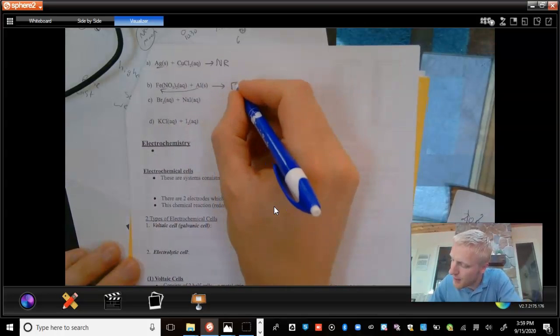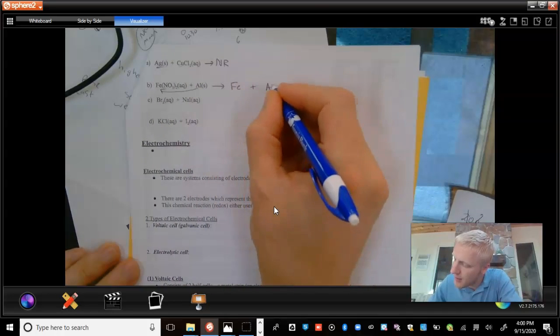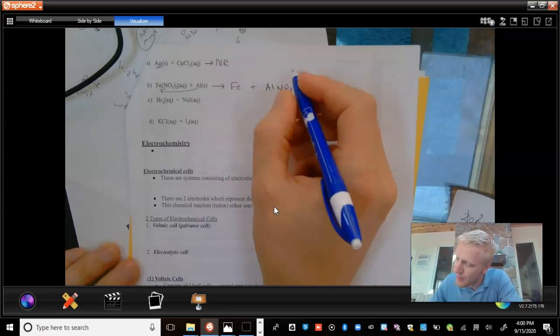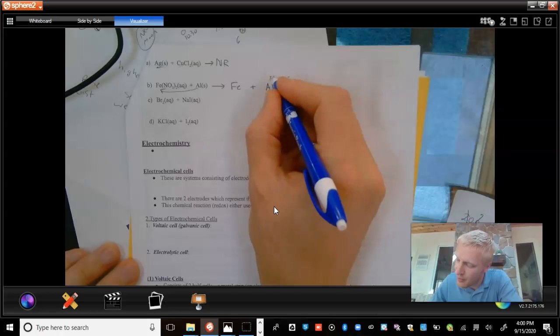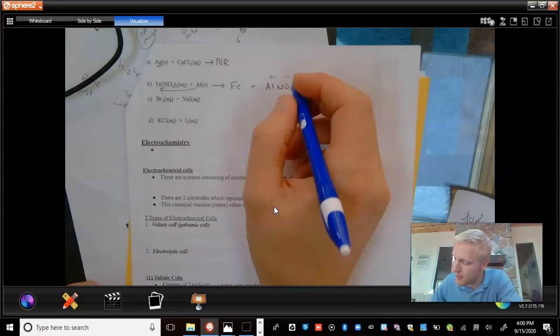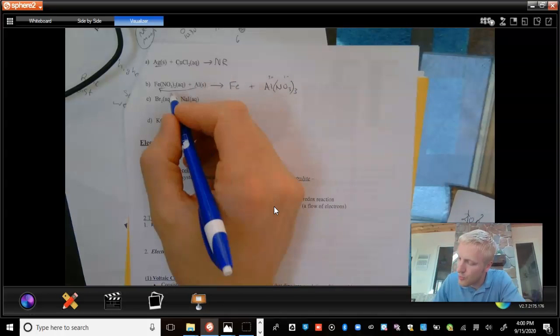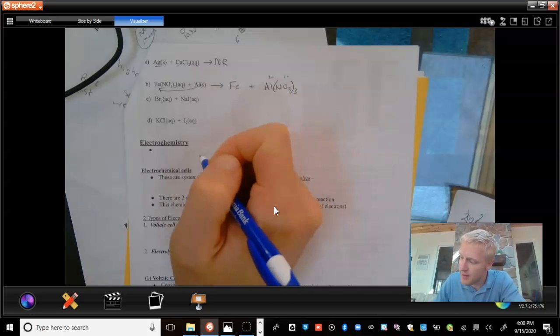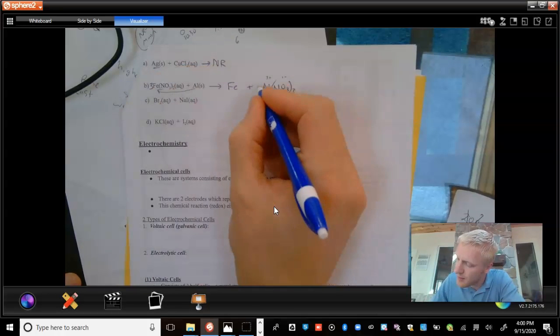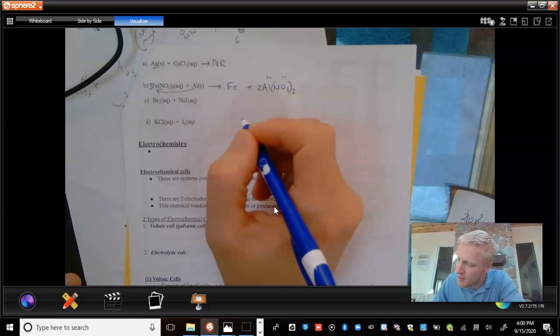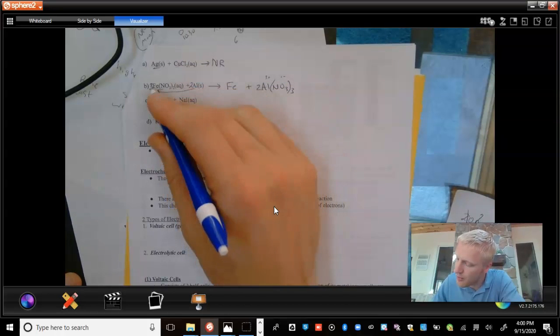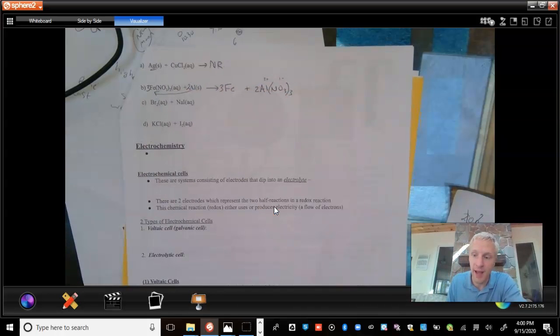We're going to have iron by itself plus Al(NO3), and I know that nitrate's 1- and aluminum's 3+. You can always look at the periodic table to double check. You crisscross it. You get 3 nitrates. Ooh, the least common multiple between 2 and 3 is 6. So we're going to need 3 and 2. That gets us 6 nitrates. But now we need 2 aluminums and 3 irons, and it's balanced. I would pause the video right now and try to do letter C and D, and then I'll walk you through them.